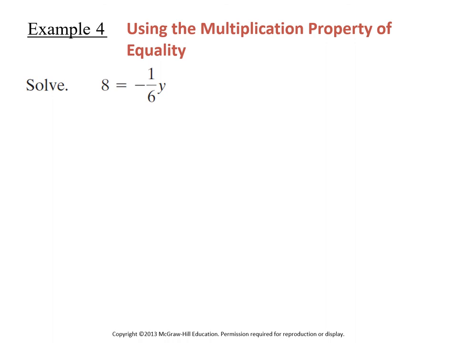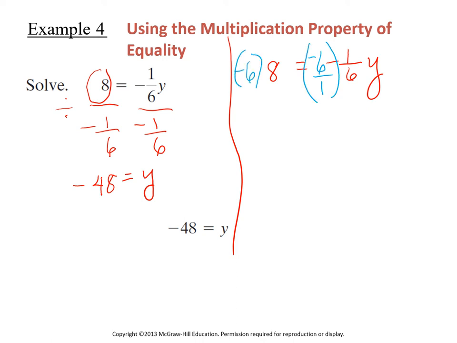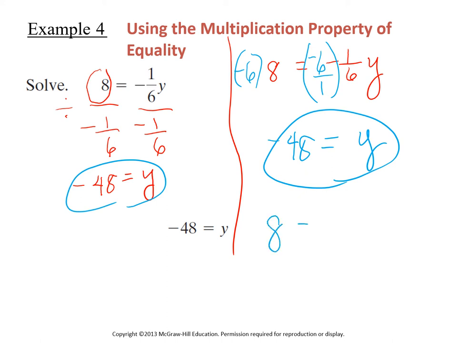And one more time, I have a coefficient, so I can divide both sides of this equation by negative 1/6. And so I have 8 divided by negative 1/6, which is negative 48. Or if you prefer, 8 equals negative 1/6 y. I can take the reciprocal of negative 1/6, which is negative 6 over 1, and multiply both sides of this equation by negative 6 over 1, which is negative 6, and negative 48 equals y still. Okay, and then I can check my solution. If I take negative 1/6 times negative 48, I see that I get positive 8.